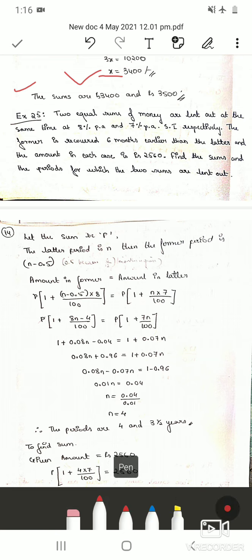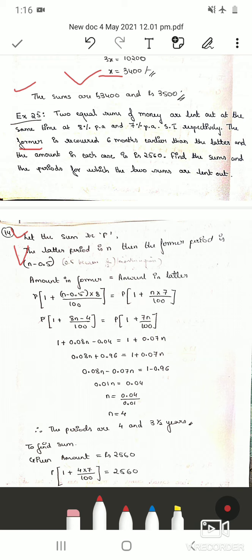Here there are two unknown quantities. One is the sum and the other one is small n, that is the period of investment. So first let us assume the sum to be P. Then they have given the former, that is the first simple interest, is recovered 6 months earlier than the latter. So we will assume the later period to be n. Then the former period will be n minus 6 months.